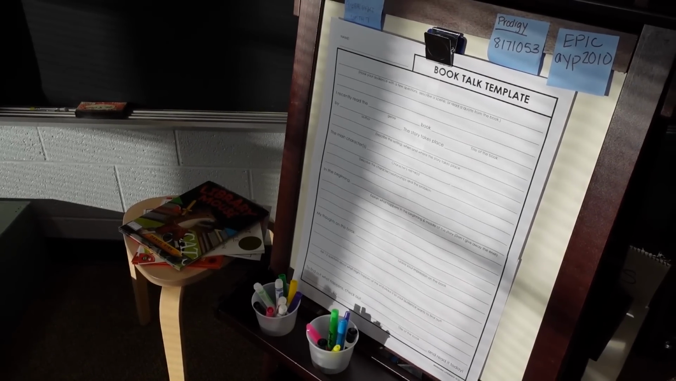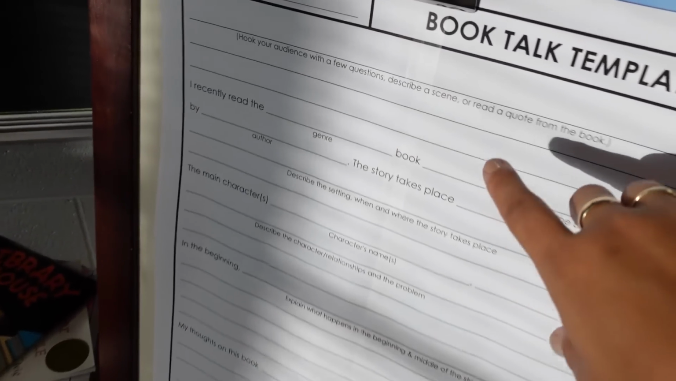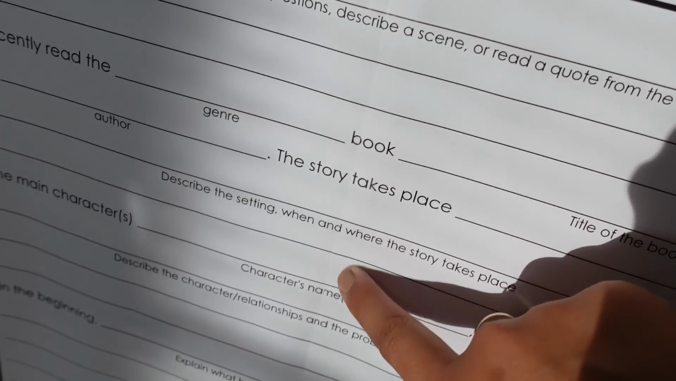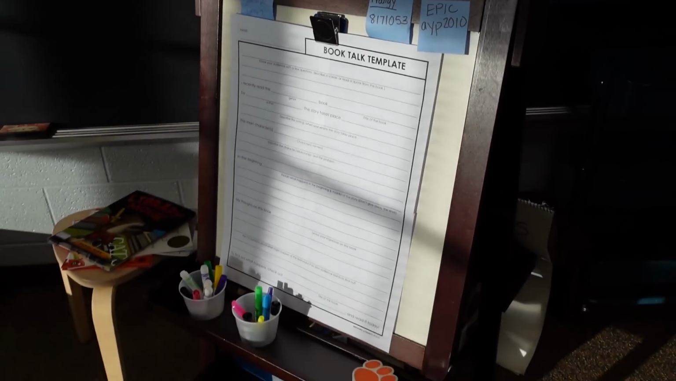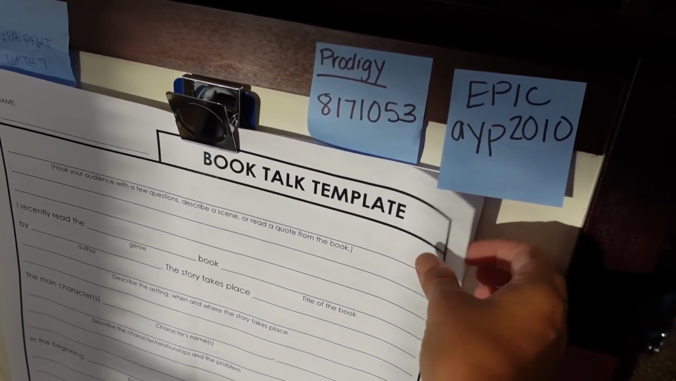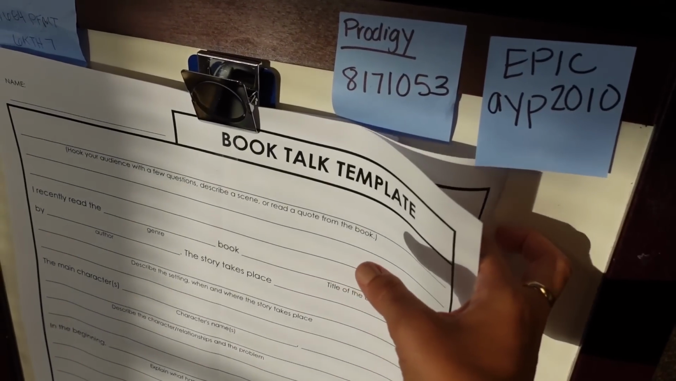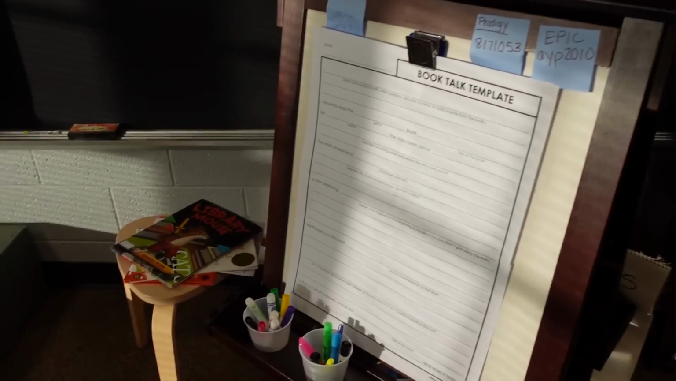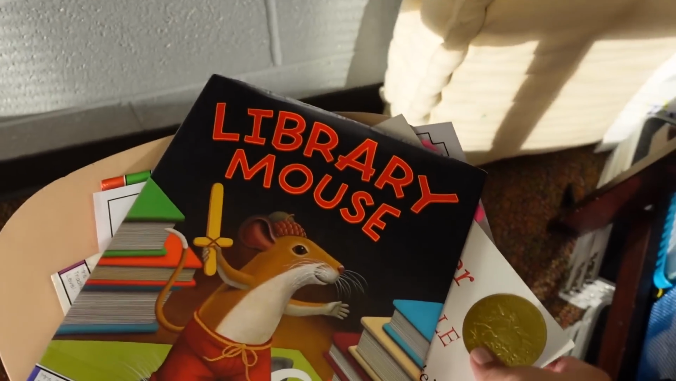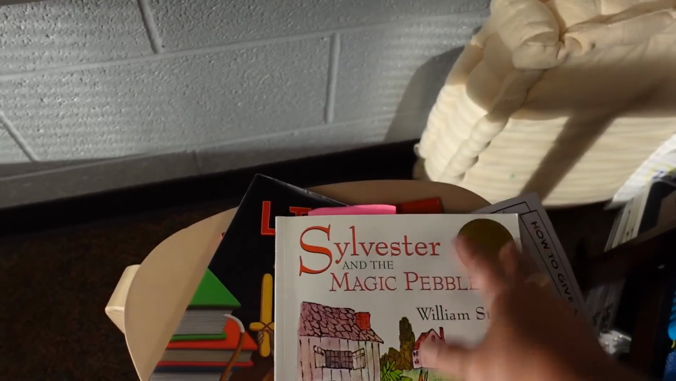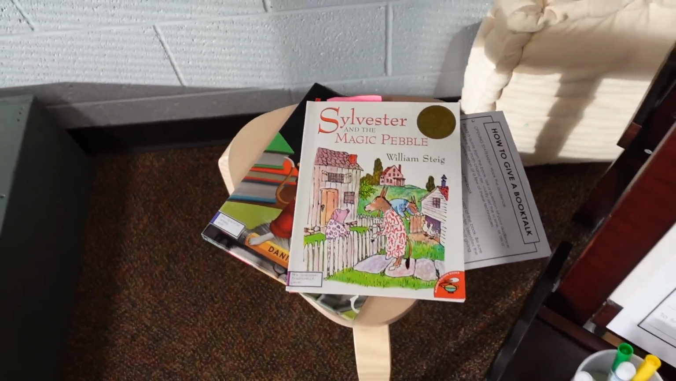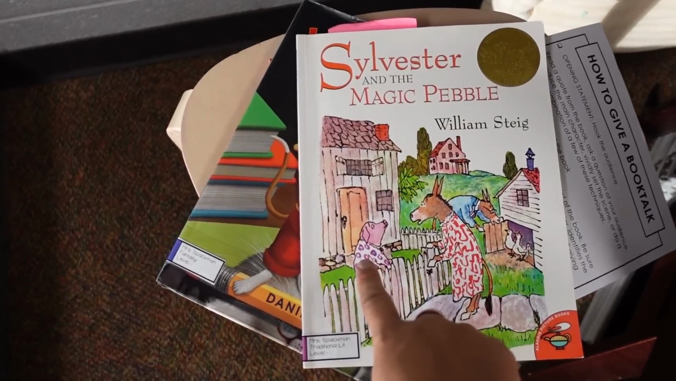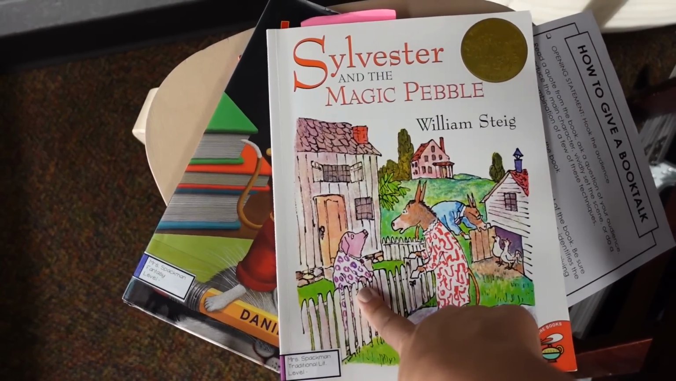And I printed it using the poster feature. So it printed it out on 4 pages. You can kind of see here where I've matched it up. And I have 2 of these ready to go for each of my blocks. So I was originally going to read A Chair for My Mother. However, I realized that I never finished reading Sylvester and the Magic Pebble from last week.